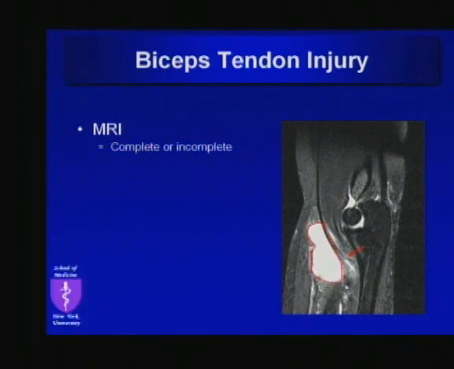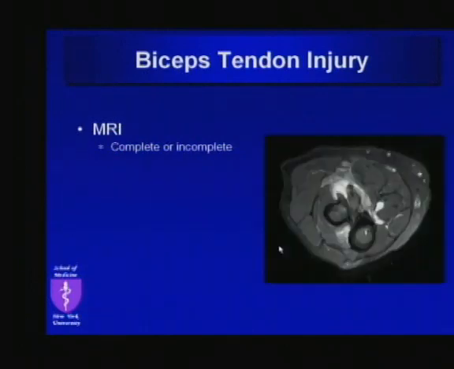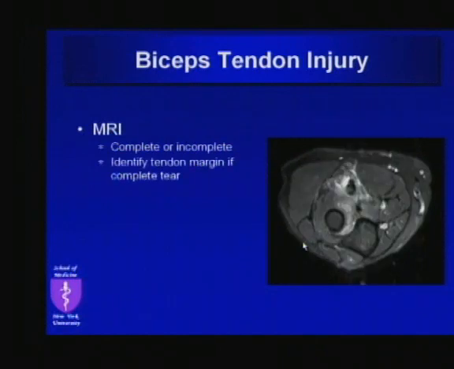Here on this other example, again, you see increased signal on this fluid-sensitive sequence in the distal biceps tendon. It is not completely ruptured, but it is obviously pathologic. And you can see associated large fluid collection in the bicipital-radial bursa. That's as opposed to the complete tendon injury, where you can see the disrupted margins of the tendon, and this is the area of the bicipital-radial bursa that's filled with this complex combination of edema and hemorrhage.